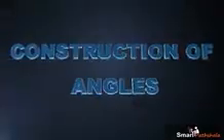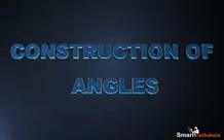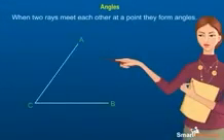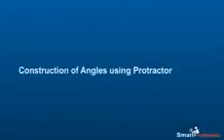Construction of angles. This module will explain construction of angles. When 2 rays meet each other at a point, they form angles. Let us learn to make angles using a protractor. Suppose we want to construct 72 degrees.